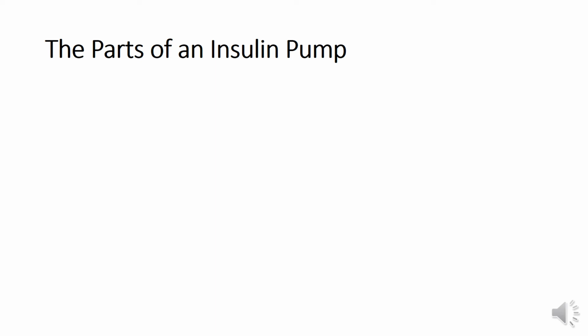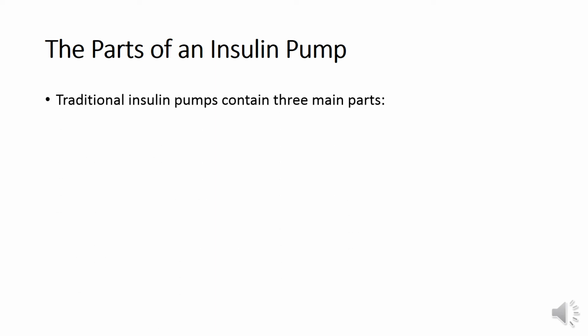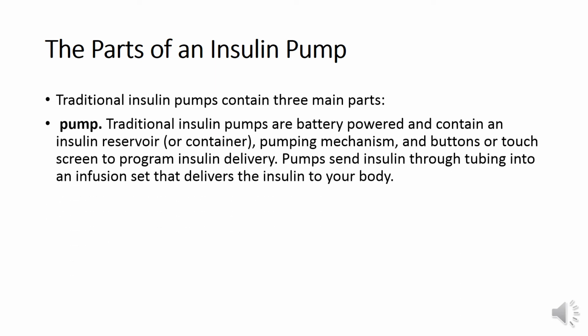Now we are going to see the parts of the insulin pump. We have three main parts in the insulin pump. The first one is the pump. The insulin pump is mainly battery powered. It contains a container, a pumping mechanism, and buttons or a touch screen to program the insulin delivery. The pump sends the insulin through the tubing and the infusion set, so the insulin is delivered to the body of the particular patient.